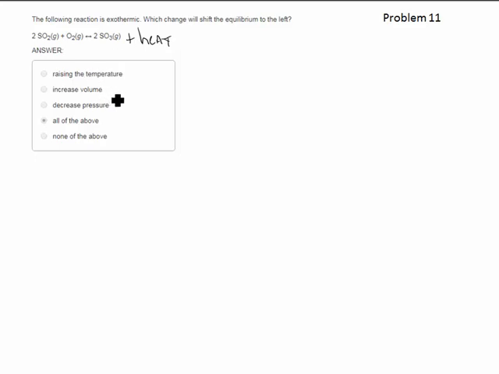If I just increase the volume, so I'm in a container or piston, and I raise the piston, it increases the volume. Overall, the pressure is going to drop. And remember, the system moves in a direction to increase the number of moles of gas. And so there's 2 moles on the right, 3 moles on the left. That means it's going to shift to the left to reduce that. That's another possible answer. So the only possible choice here is all of the above.